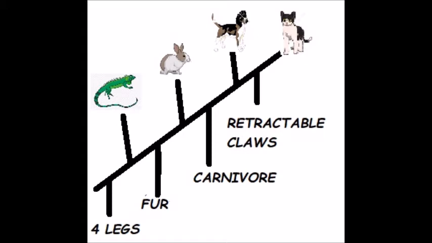After 4 limbs came along, we can see that we have all 4 animals, the iguana, the rabbit, the dog, and the cat. Sometime after the iguana, fur came along. And then after the fur, we can see that rabbits and dogs and cats must have evolved. Then sometime after the rabbit, we can see that the carnivore came along. And after the carnivore, we had dogs and cats. And then the last thing to evolve was the cat, because that retractable claw, the only thing that's after the retractable claw is indeed the cat.